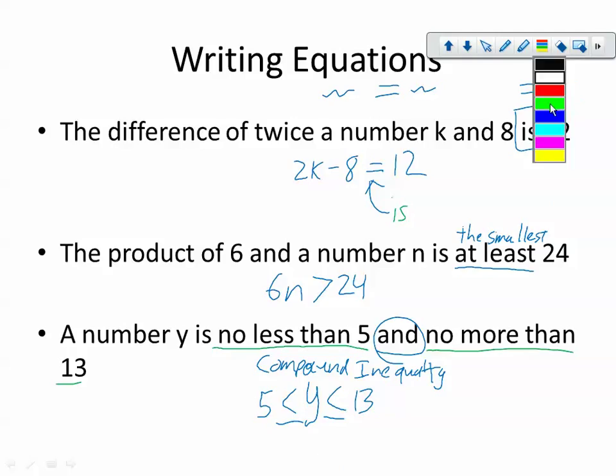But notice that we had to connect them with two statements. There's a statement that y is greater than or equal to 5, and a statement that y is less than or equal to 13. It's a compound inequality. And notice that in the sentence, we saw that because there's this statement, and this statement. If you see "and" or "or," you know there's going to be something that's compound.